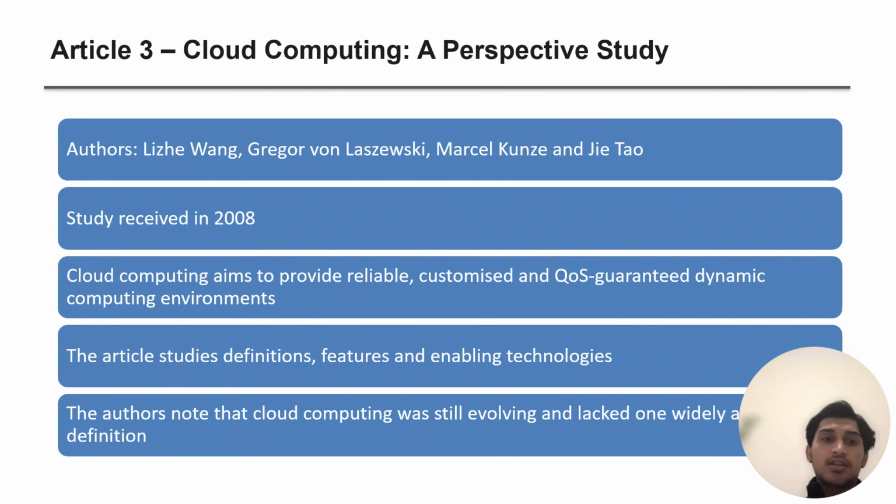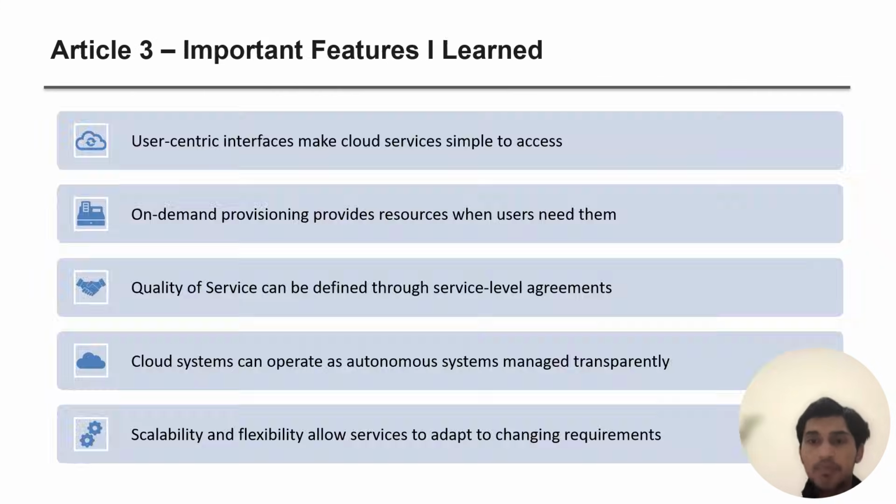So let's go on to Article 3. Article 3 is basically about cloud computing, a perspective study. This paper looks at cloud computing from a broader research perspective. It describes cloud computing as a way of providing reliable, customized, and quality of service guaranteed computing environments dynamically. The most important point is that the authors recognized that cloud computing was still evolving and that there was no widely accepted definition at that time.